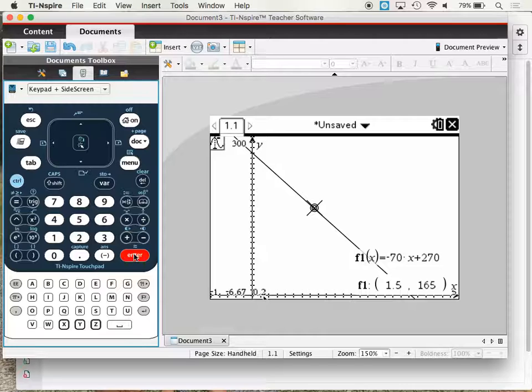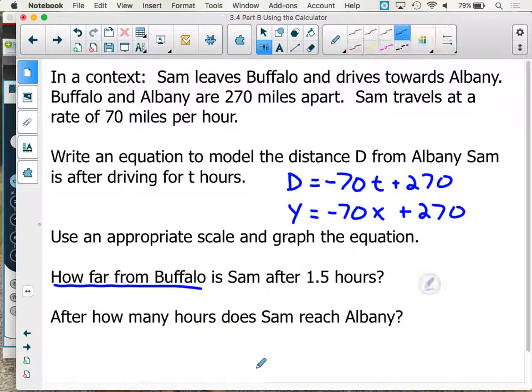You can tell that you're in trace because of this little icon up here on the top left. That's the trace icon. If you want to get out of trace, you can press escape, and I'll get out of trace on that. Trace is a pretty neat thing. So what we found out was after 1.5 hours, we were 165 miles away.